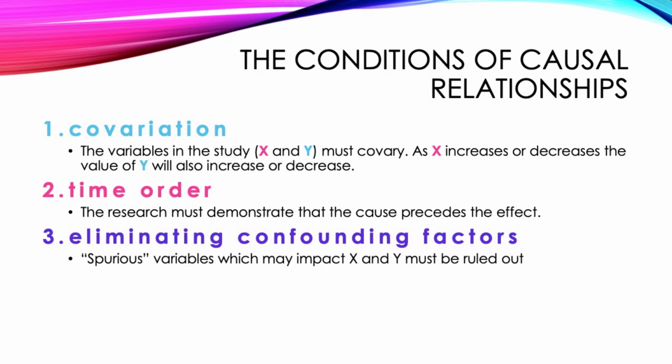And then third, we have to eliminate those confounding factors, those spurious relationships, those intervening variables that we have already talked about. So again, spurious variables, which may impact X and Y at the same time, we have to rule those out. Otherwise, we're not truly demonstrating that X and Y are in fact in a causal relationship.